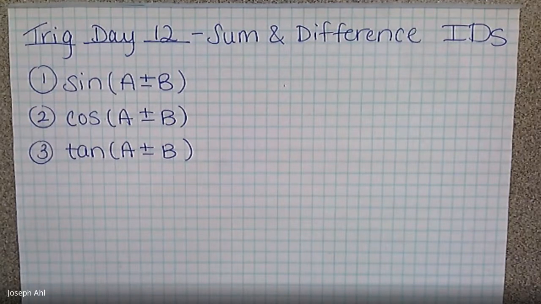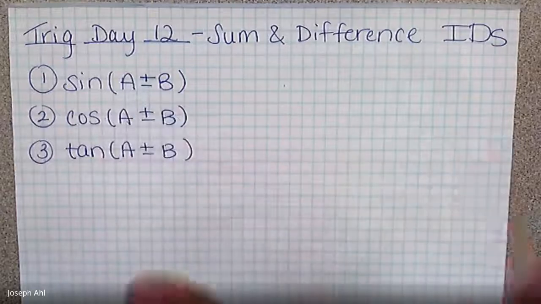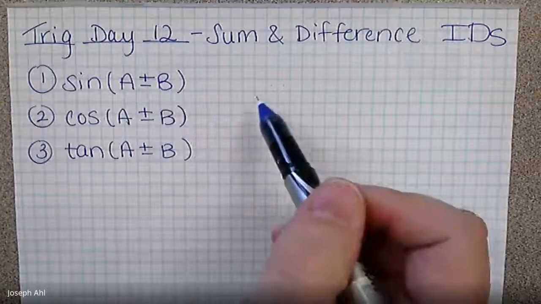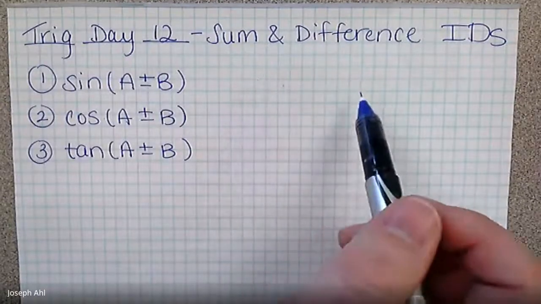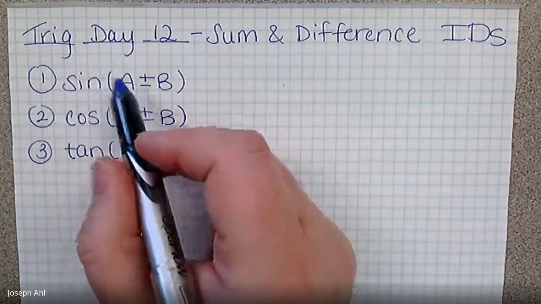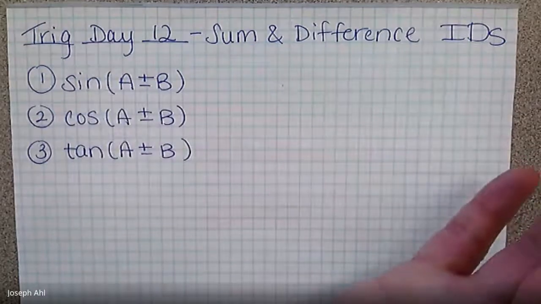So the very first one says, what is sine of A plus or minus B? So A and B represent 2 different angles, and sine of the sum of 2 angles is not equal to sine A plus sine B or sine A minus sine B. Sine is not a distributive process, okay? So it's not an operation, it's a function.